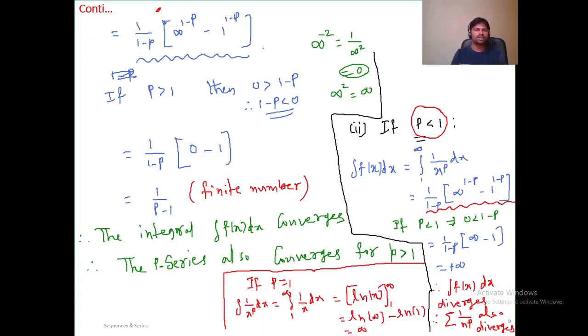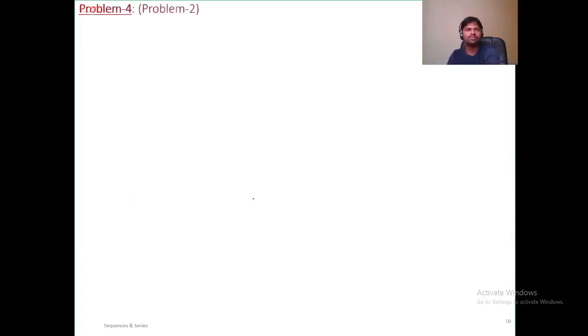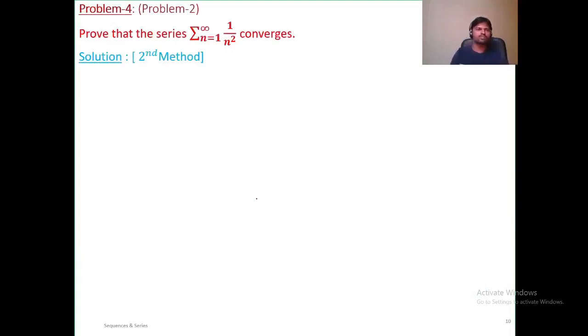And the p series converges if p is strictly more than 1. So the proof is over. Next, let us do some problems related to the p series. Look at problem number 4, which is nothing but problem number 2 only. Already I have done this problem by using which test? The integral test. Let me do it by using this test.